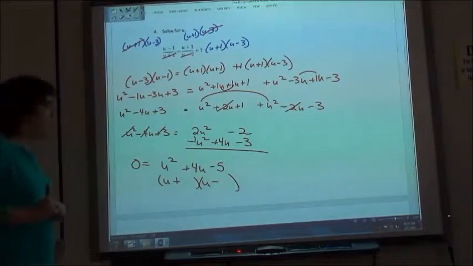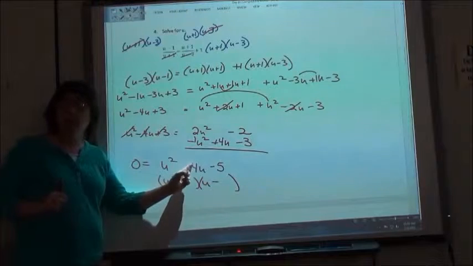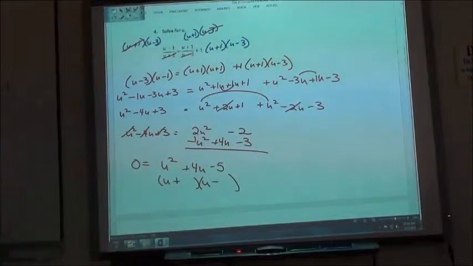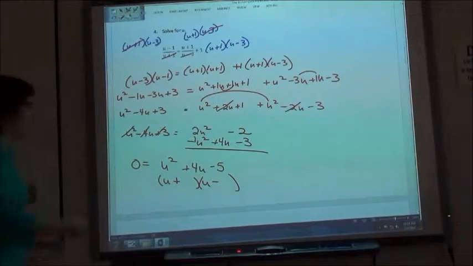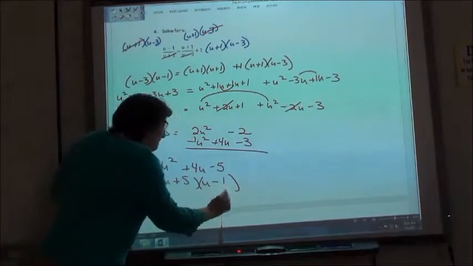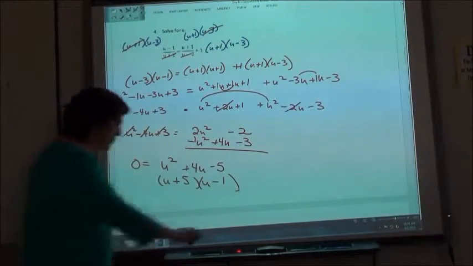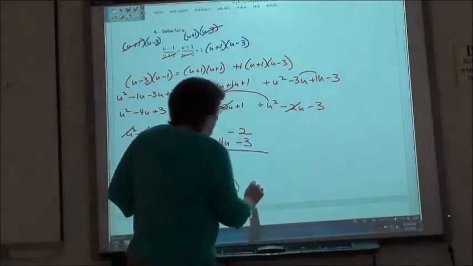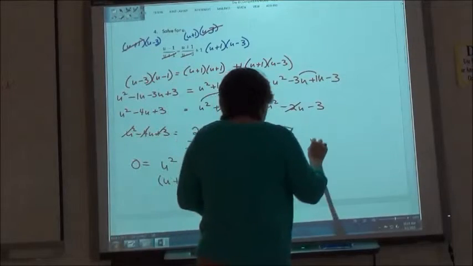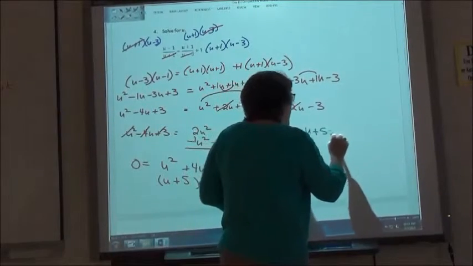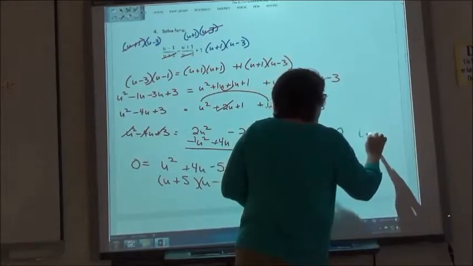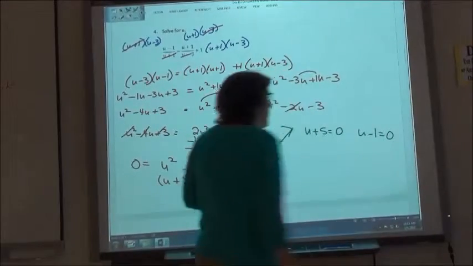1 times 5. We want to have a plus 4 in the middle. So which order should we put them in? Plus 5 and a minus 1, exactly. So now we've got to solve those. Either u plus 5 equals 0 or u minus 1 equals 0, right?